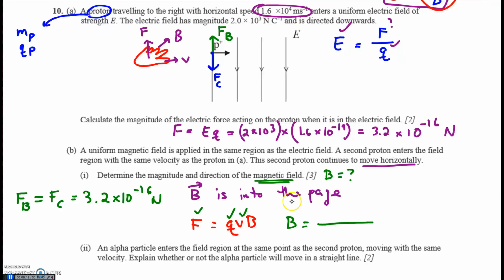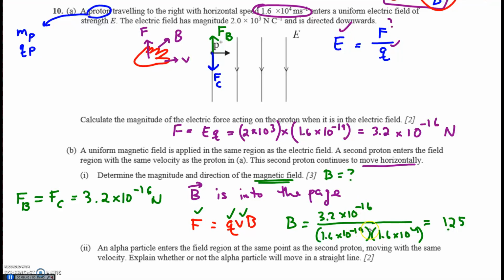We're going to need the force on top. I need Q and V on the bottom. 1.6 times 10 to the 4. And this is going to be, let's see, 3.2 over 1.6 squared is 1.25. My decimal point is right here for now.